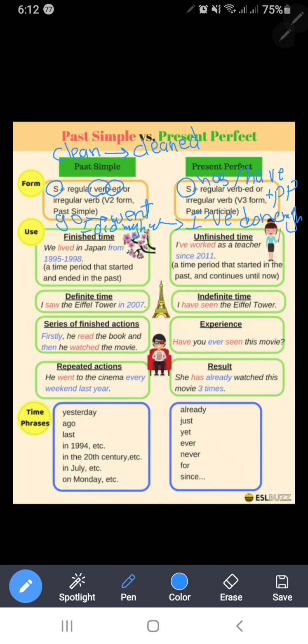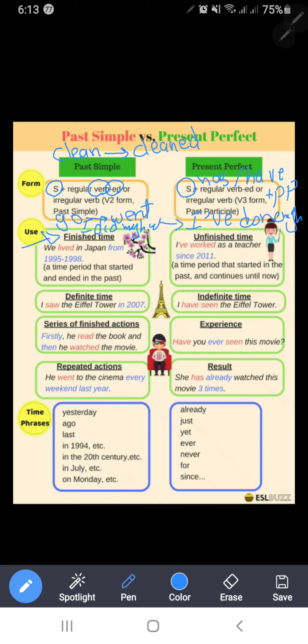Secondly, we will talk about the usage of both of them, or when should I use past simple and when should I use present perfect. Number one, the past simple talked about finished time. What I mean by finished time? Finished time, that an action that happened in the past and ended.